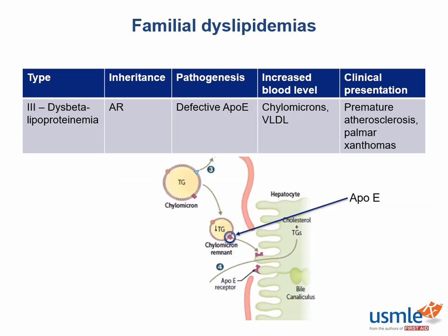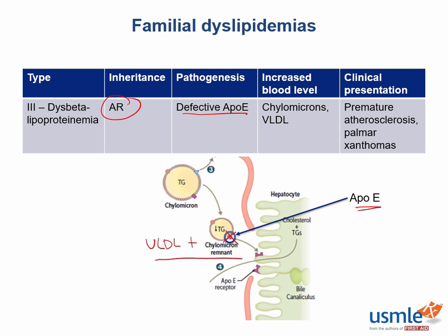Now next up, we have type 3 dyslipidemia, or dys-beta lipoproteinemia, and this is an autosomal recessive disorder that's due to a defective ApoE protein. And do you remember the function of ApoE? There you go, it participates in remnant uptake by the liver, and it can aid in uptake of every lipid particle except LDL, but is most notably involved in chylomicron and VLDL uptake, as you can see here.